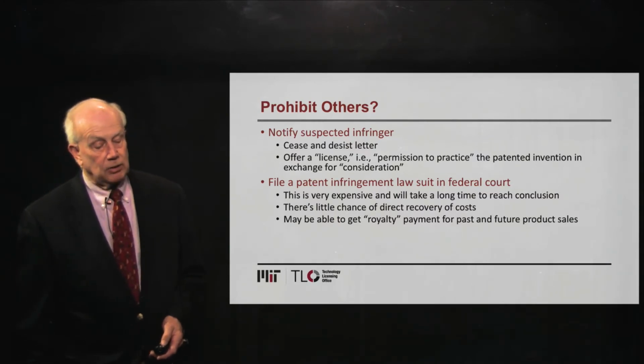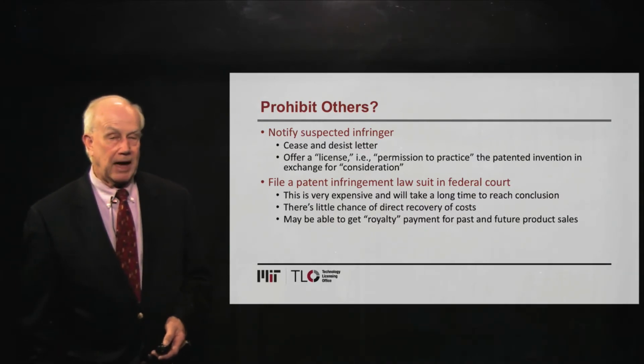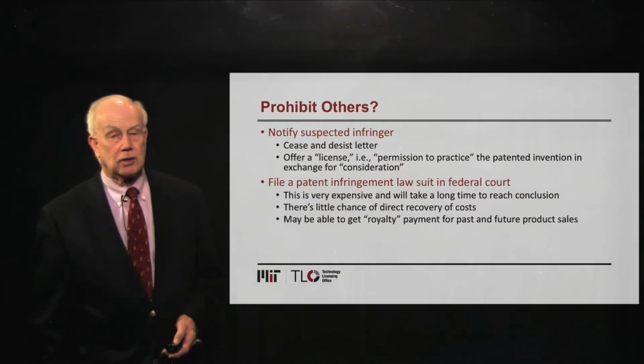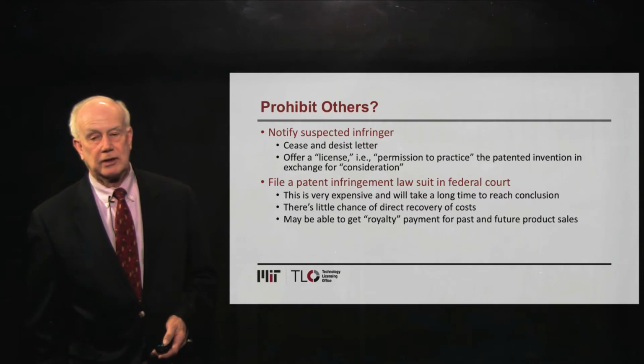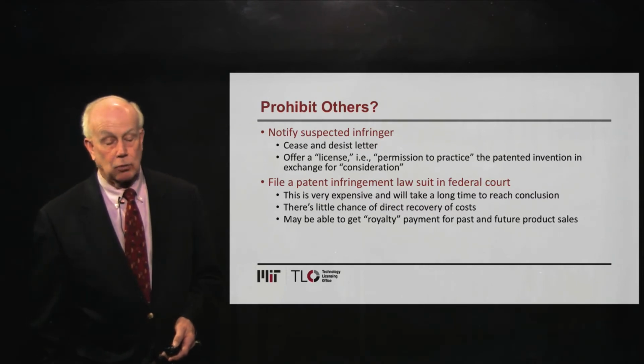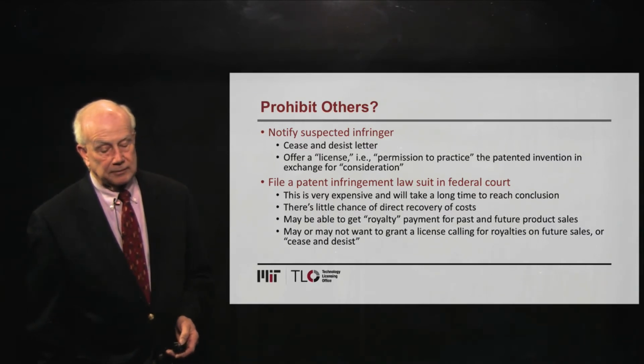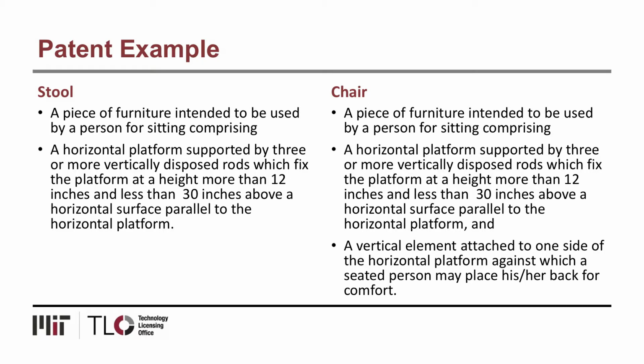You are likely to be able to get a royalty payment for both past and future product sales from the infringer, and you can force the infringer to not sell any more products that infringe the claims of your patent. So a patent example that I use to explain how the patent allows you to prohibit somebody else from practicing a patent follows here.